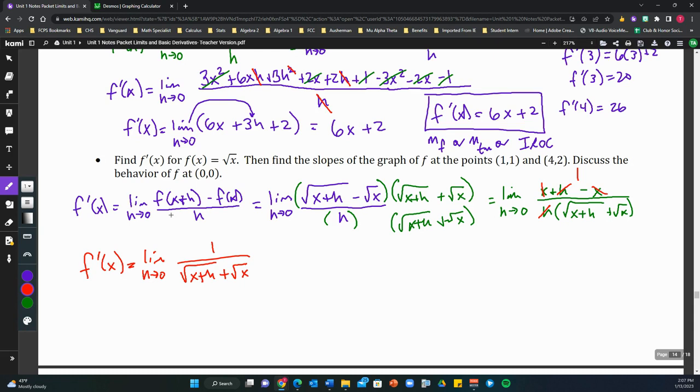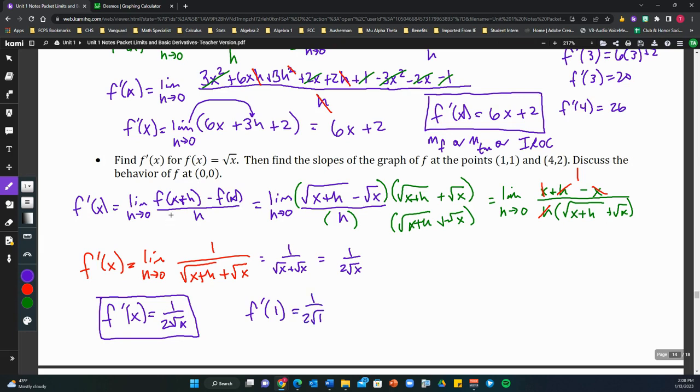Once we fix the expression, then we can try direct substitution again. When I plug 0 in for h, it just becomes square root of x again. So my final result is 1 over square root of x plus square root of x, or 1 over 2 square roots of x. So that is the equation for f prime: 1 over 2 square roots of x. Now that I have that, I can go to these points and tell you exactly what the slope of the tangent line is at those particular values of x. For example, f prime of 1 would be 1 over 2 square roots of 1, or 1/2. And f prime of 4 would be 1 over 2 square roots of 4, or 1/4.